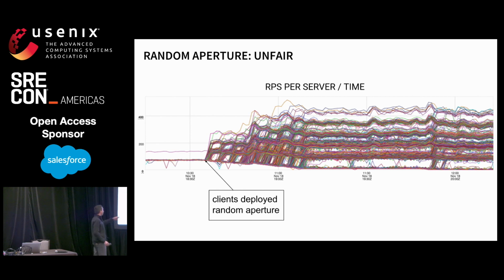And we see this inflection point where the clients talking to the service have deployed random aperture. And it's basically just chaos, utter chaos. We have this wide distribution of request load, makes it really hard for service owners and operators to reason about capacity planning, overload scenarios, and just in general leaves a lot of resources on the table.